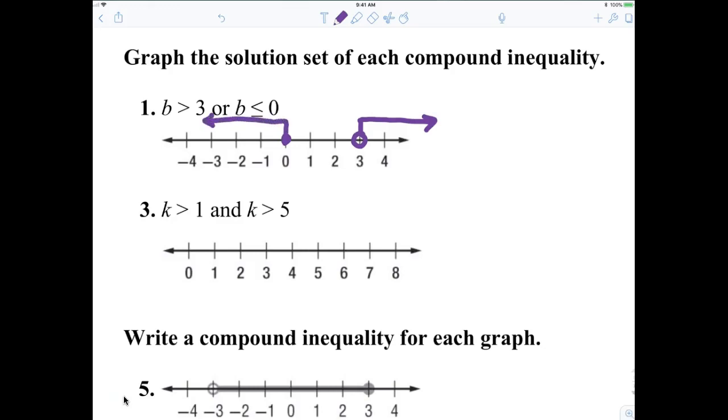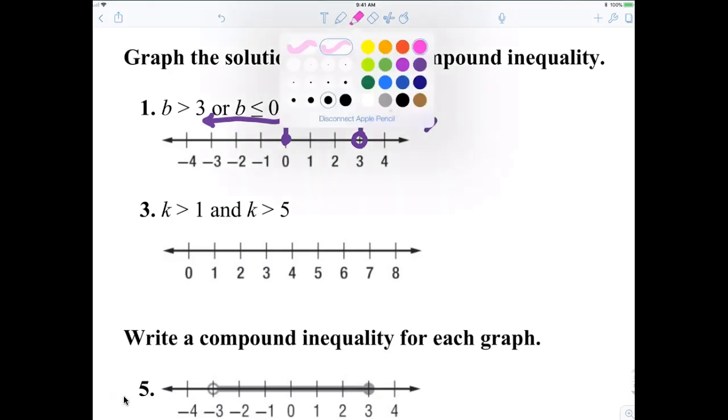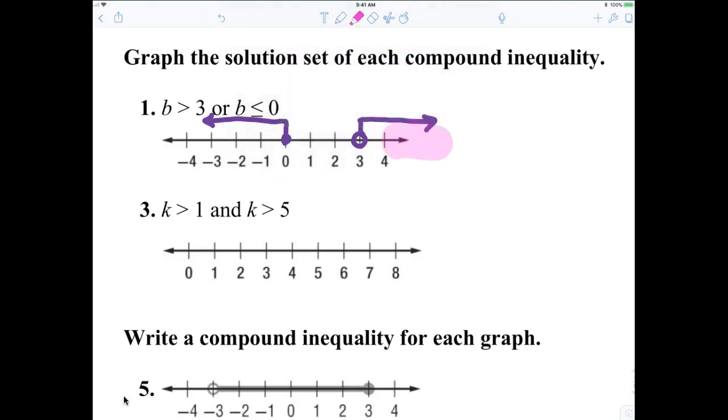All right? Now, how do I know this is an or statement and not an and? Because I cannot be, pay attention, this is the important part, I cannot be over here and over here at the same time. I can only be on one side or the other. I cannot be in both places. All right? That's how I know it is an or statement.